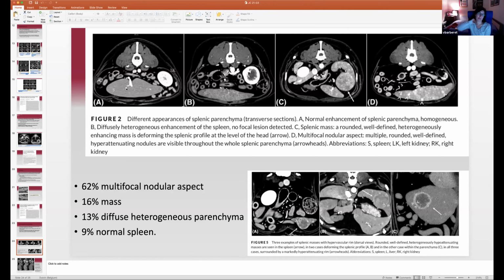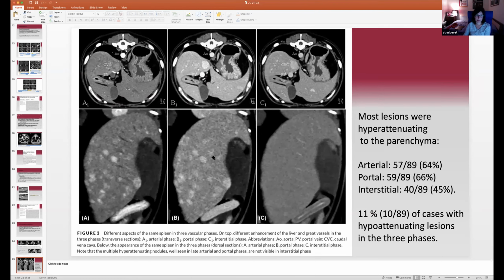But like we saw with some hemangiosarcoma, you can have some hypervascular areas as well, and with nodular hyperplasia as well. But those are all examples with multiple hyperenhancing small nodules. Definitely those were the ones where we would probably be a bit more confident to say nodular hyperplasia versus extramedullary hematopoiesis, but yeah, most lesions were hyperattenuating to parenchyma.